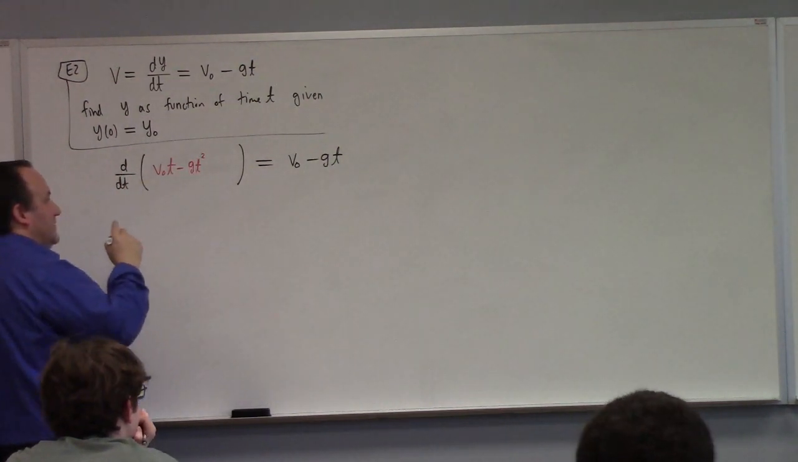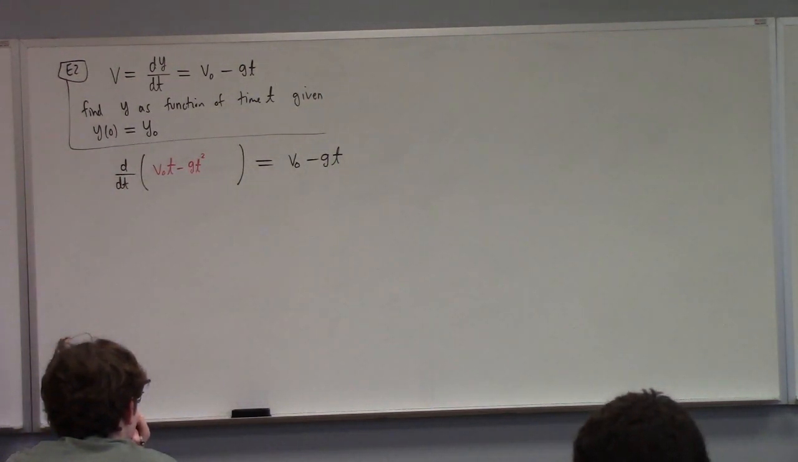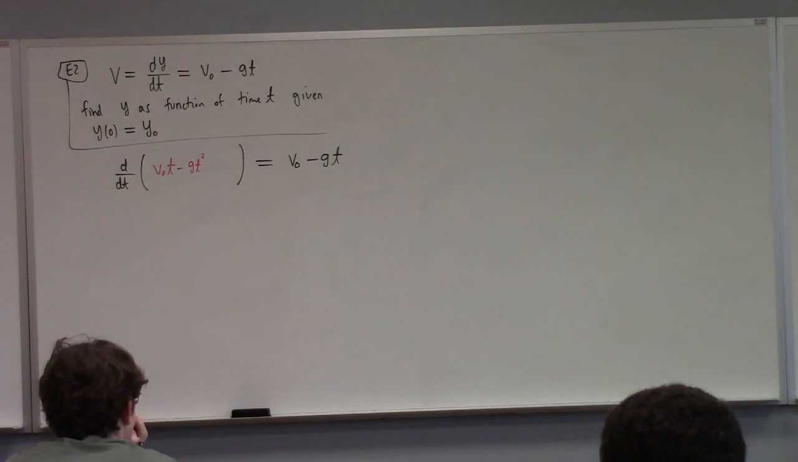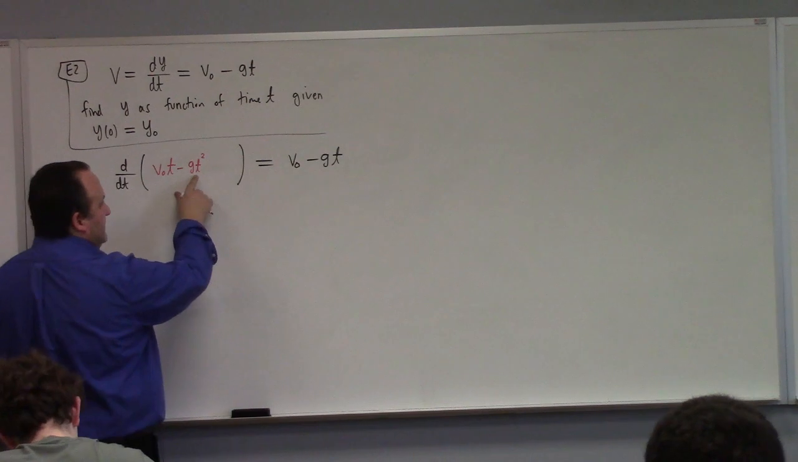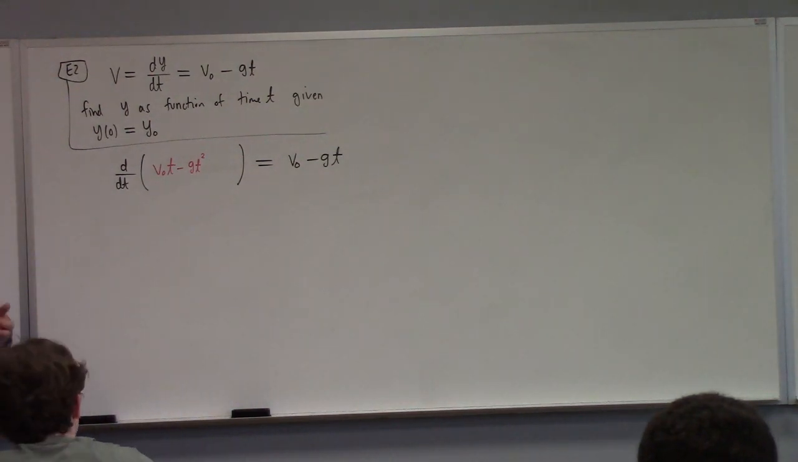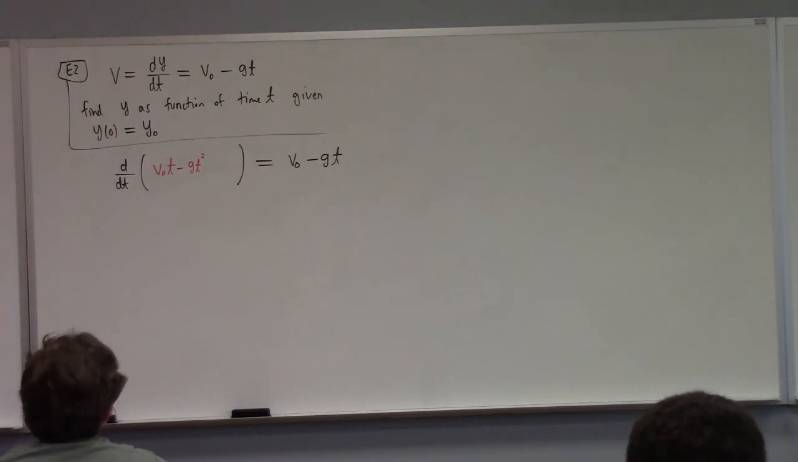So let's try that out. We make a guess and we check it, right? So if we differentiate v naught times t, v naught's a constant, so differentiating v naught times t does give me v naught like I want. Very good. Differentiate minus gt squared. The g pulls out. What's the derivative of t squared? Well, it's 2t, right? So this differentiates to minus 2gt. That's almost what we want. Can we fix it? What do we do?